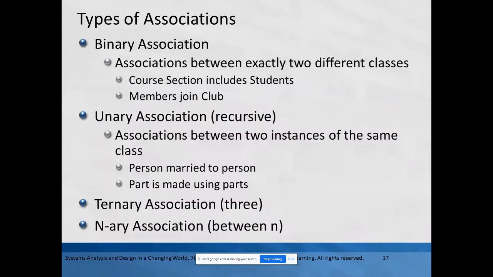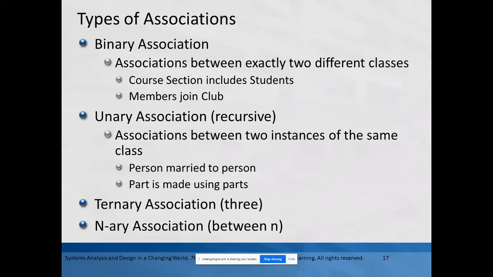So, moving on, types of associations: binary, unary, ternary, and n-ary. By far the most common type of association relationship is the binary association. And this is where you have relationships between 2 classes or entities. And here we have the example of a course including a student, members joining a club. That's by far the most common, like upper 90s%.